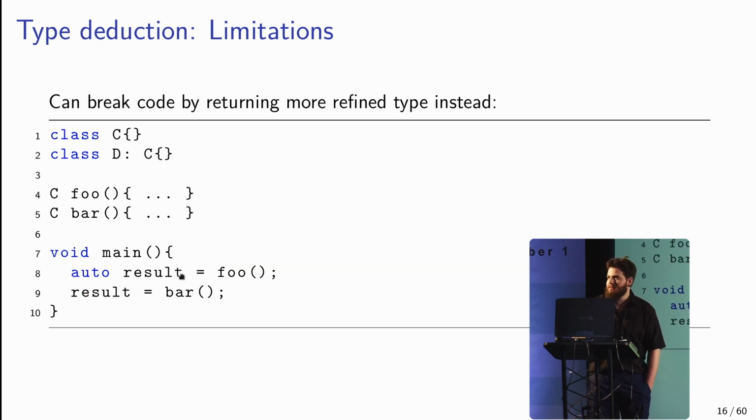Another limitation of type deduction is that you can break code by returning a more refined type. Here we have D that refines C. First we have two functions that return C. Now we want to change foo so that it returns D. And this actually breaks the caller because of type deduction. If you write the type explicitly, everything works out because a D is still a C, and we can reassign result. So basically, be careful when using type deduction with code you don't control, and that may change result types.